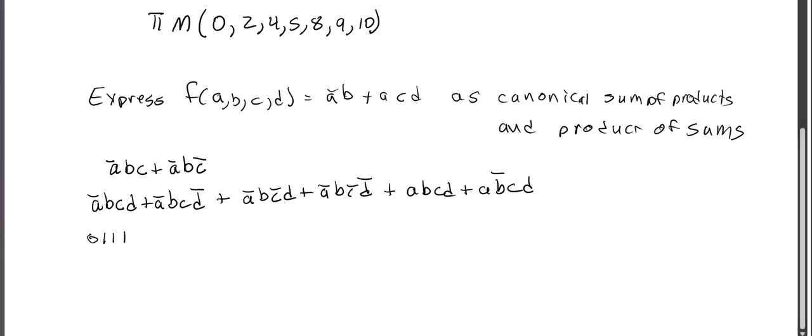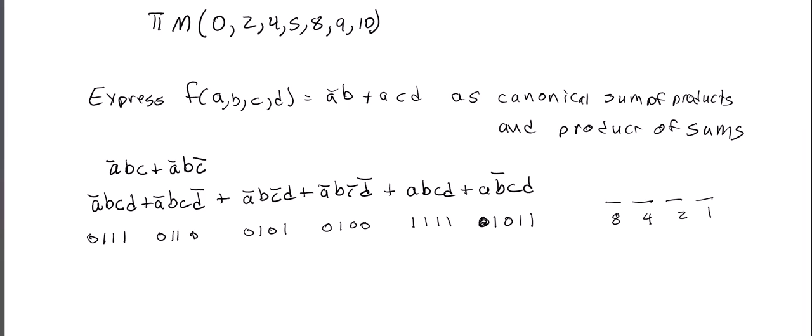0, 1, 1, 1, 0, 1, 1, 0, 0, 1, 0, 1, 0, 1, 0, 0, 1, 1, 1, 1, and 1, 0, 1, 1. And now if I think about those as binary numbers, I have the ones place, the twos place, the fours place, and the eights place. Every place where I have a 1, I add them up. So this one would be 1 plus 2 plus 4, which is 7. So this is min term 7.